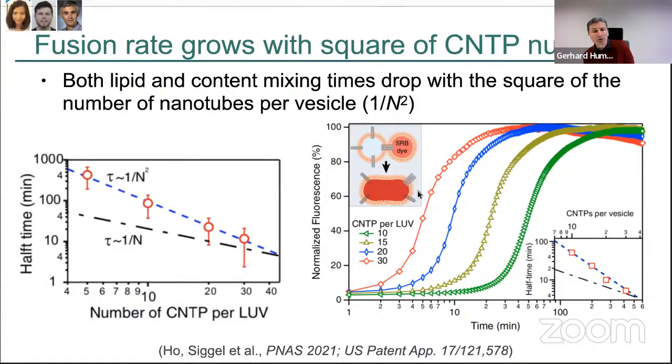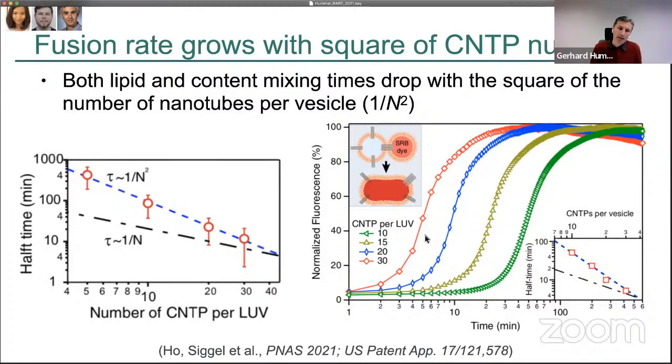But then something interesting came out of the experiment. So Injia Ho and Alex Noy did careful kinetic analyses, collected quite extensive data to do this, and plotted the rate of fusion, or in this case, the half time for fusion, as a function of the number of carbon nanotubes per vesicle.